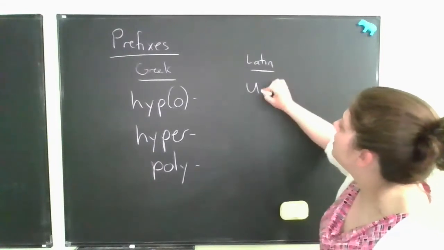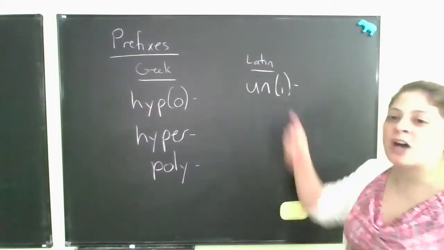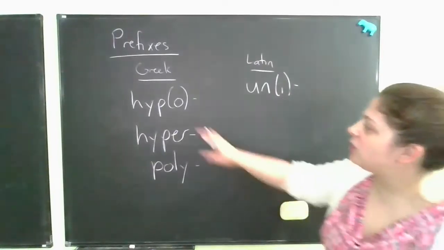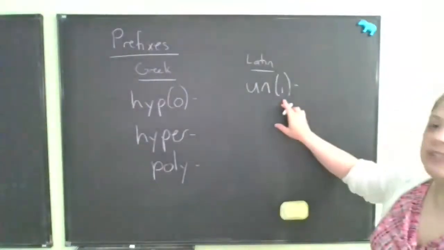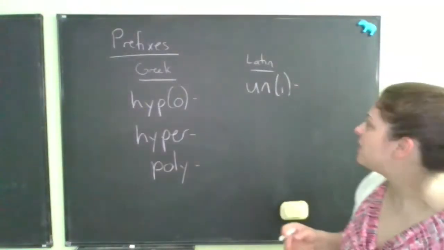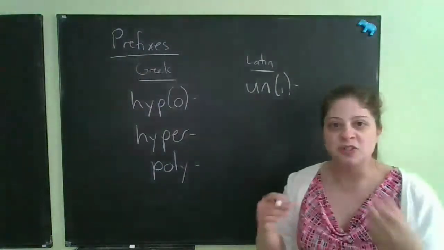So we have uni, and here again, we have this optional vowel. I'll say this, in Greek, the vowel that you use to link two morphs together tends to be O. In Latin, it tends to be I, just how it works out. So uni means one, right? Think of a unicycle, which has one wheel.